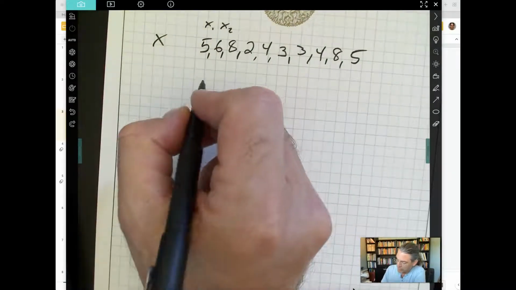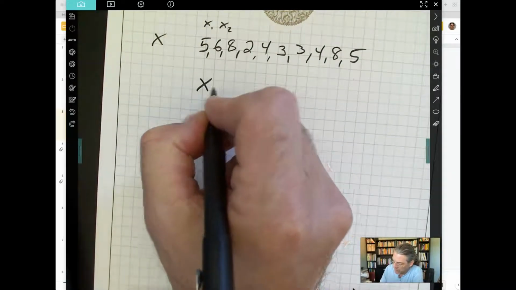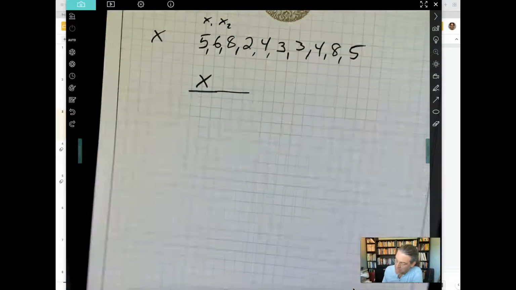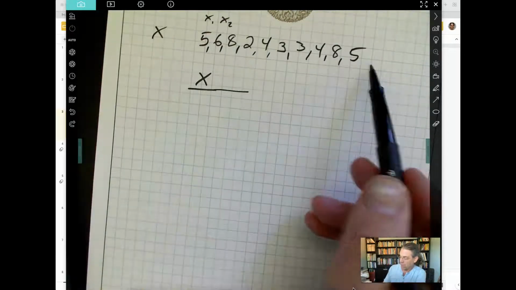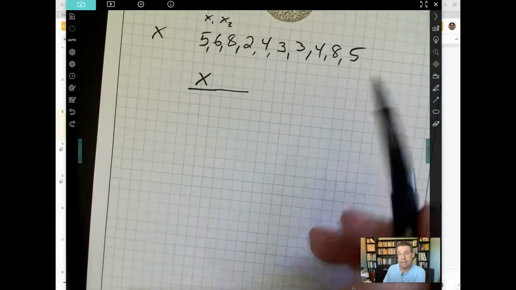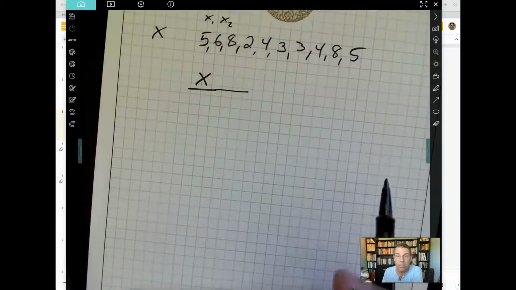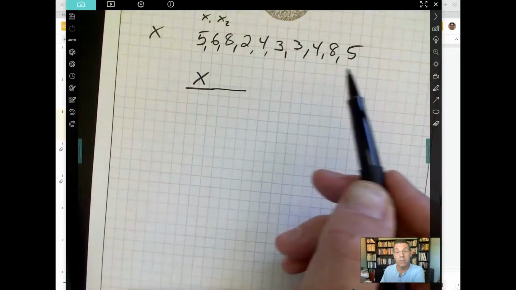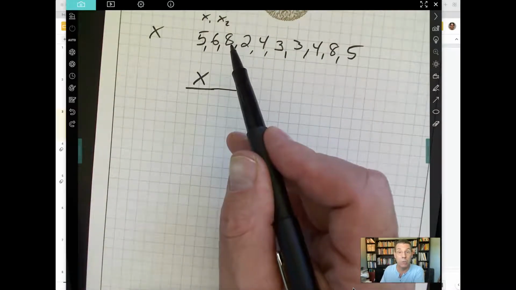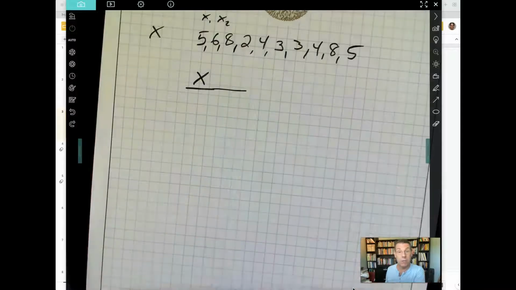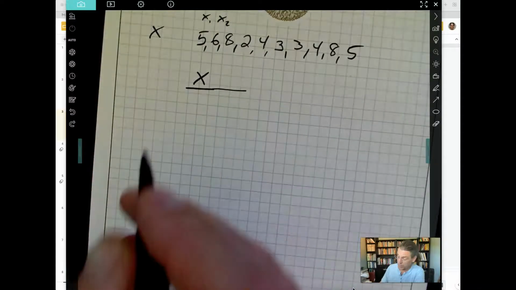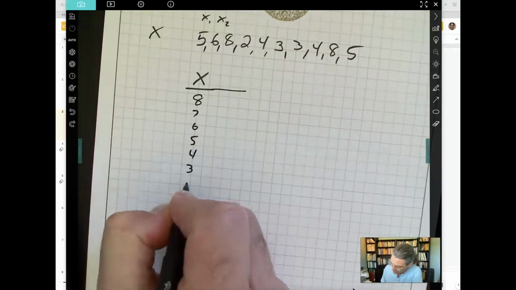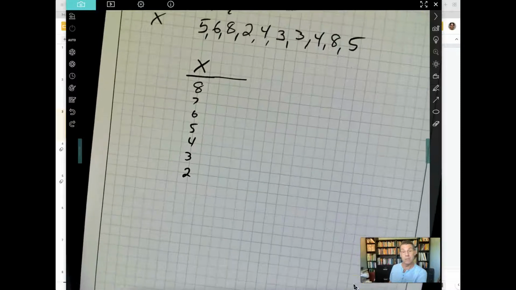If we want to create a frequency table, what we want are two columns. The first column is our X column. With the X column, we're going to list out all the scores that we have. The best way to do this is to find the highest score and the lowest score. When I look through this data, I see that an 8 is my highest score and a 2 is my lowest score. So I'm going to list every score between 8 and 2: 8, 7, 6, 5, 4, 3, 2. Those are all my X's.